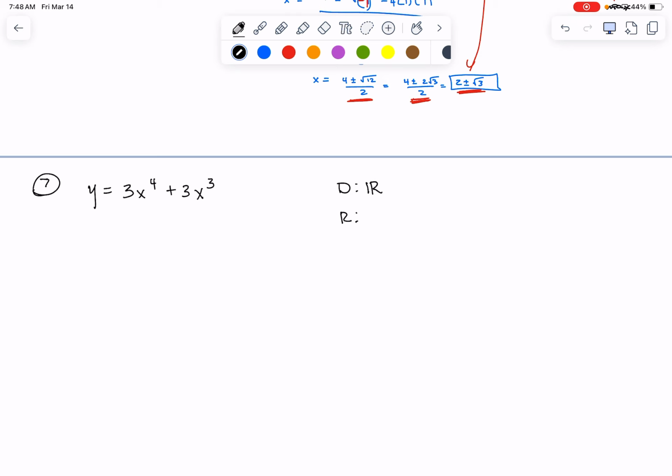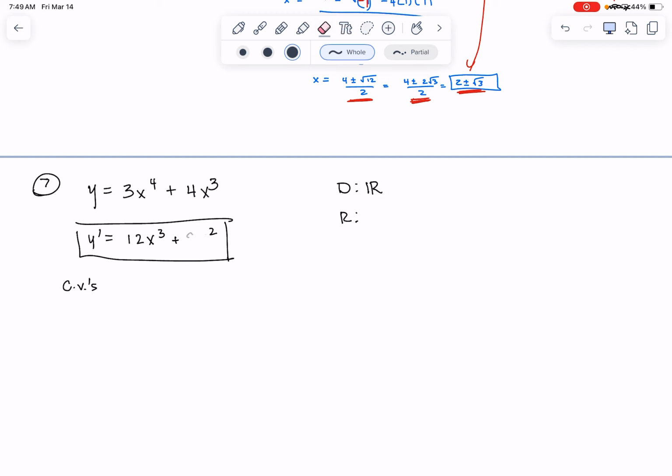So first derivative. We're going to get y prime is going to be equal to 12x to the 3rd plus 9x squared. So there's my first derivative. Now I'm going to do CVs for the first derivative. It's 3x to the 4th plus 4x to the 3rd. Oh, this is 4x to the 3rd? Yeah. Okay, sorry about that, I wrote the problem down wrong. So that would be 12x squared also. Kind of nice because then it factors.